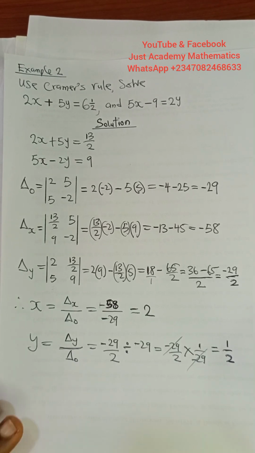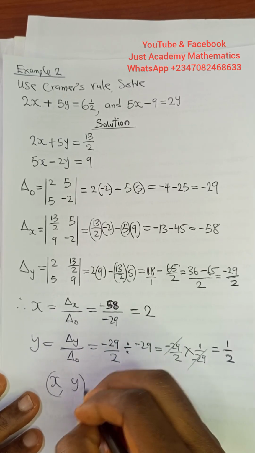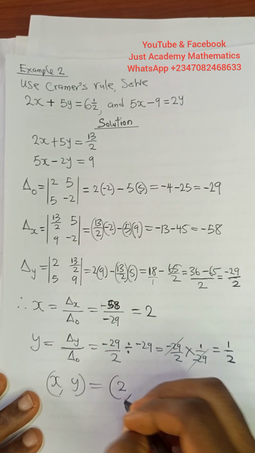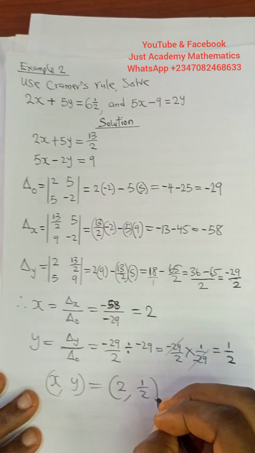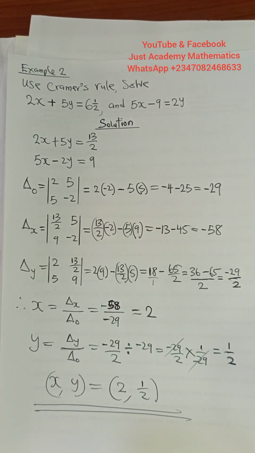So we have concluded by saying that after solving this equation for x followed by y, the answer is that x is equal to 2 and y is equal to 1 over 2. So that is example 2.